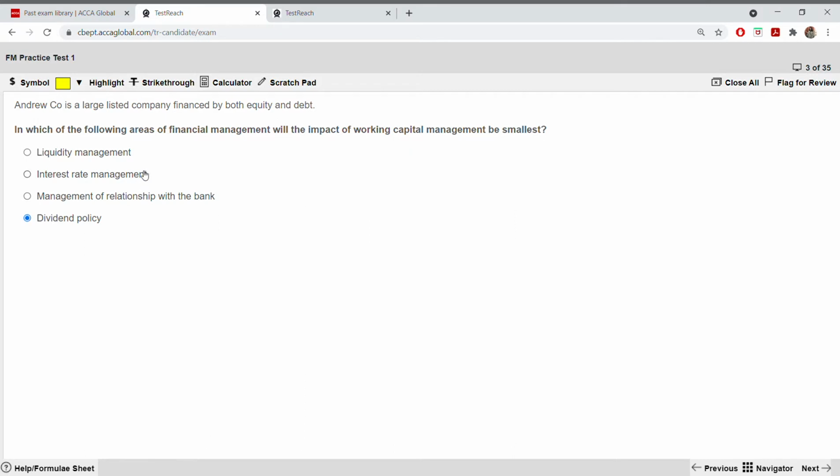Management of relationship with the bank, definitely it will have an impact, a big impact, because working capital management works with your current assets also. Current assets means your interest and all, so interest management, and also you have to deal with the bank because of your current assets, liabilities and all those things. If you are taking a loan, let's say from a bank, a short term loan, you have to deal with the bank. So management of relationship with the bank also will have an impact. But dividend policy has nothing to do with working capital management, because dividend policy is another policy, another area. So dividend policy.